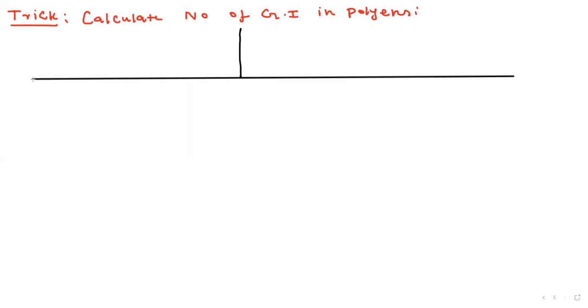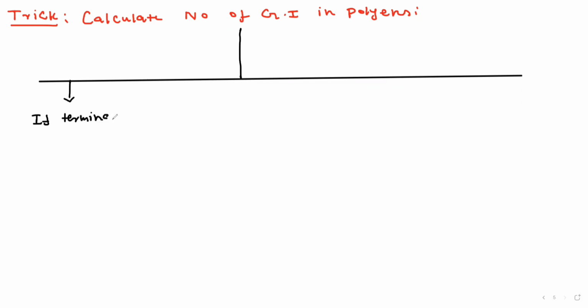Simple. Now I will classify three types. Look at the terminal. If the terminals are different, I will give the example. If terminals are different, what is the formula? The formula for the number of GI is 2 power n. What is the formula? 2 power n.